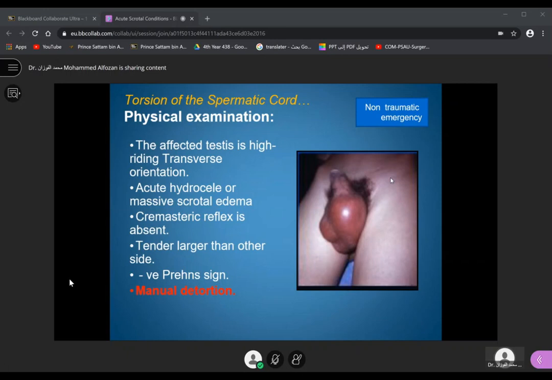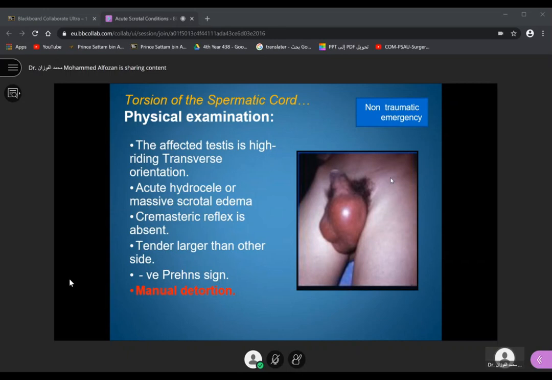So also you will have negative Prehn sign. So what's Prehn sign? Prehn sign is when you elevate the testis, the pain will get better. So if the pain doesn't get better, this is negative sign and goes more in favor of torsion of the cord.